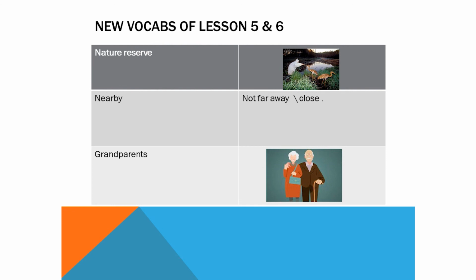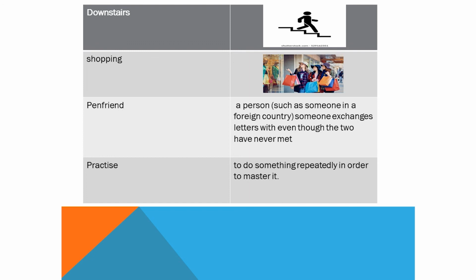Now let's introduce our new vocab. Nature reserve, nearby. Nearby means not far away or close. Grandparents, downstairs, shopping. Pen friend is a person, such as someone in a foreign country, someone exchanges letters with even though the two have never met. Practice: to do something repeatedly in order to master it.